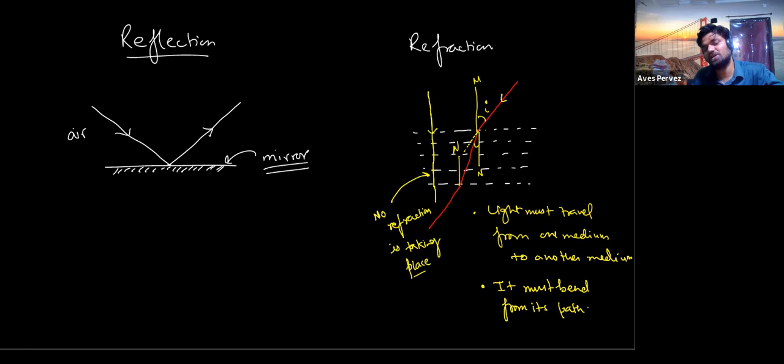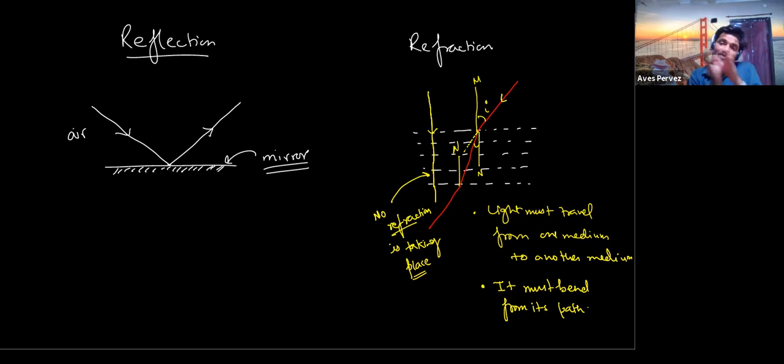Dear students, you need to keep in mind the first condition, that light must travel from one medium to another medium. Otherwise, the light will not bend. And the second thing is that it must bend from its path. If either of them is not happening, we will not say that it is refraction.